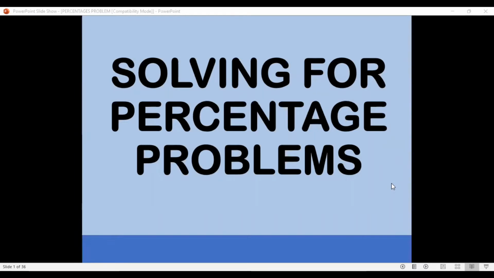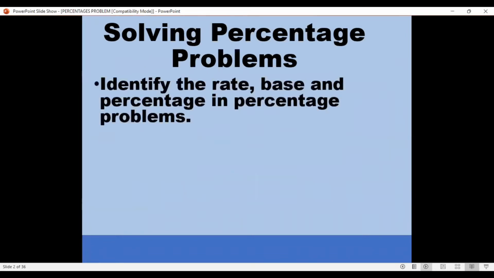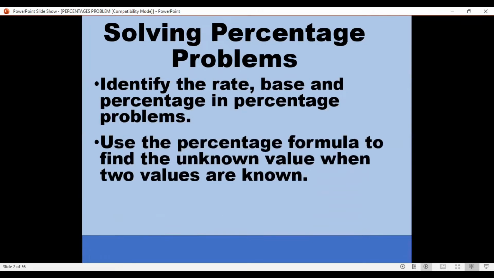Let's discuss some problems regarding percentage. So here are the different methods that we need to identify or to know when we are trying to solve problems regarding percentages. So first, you have to identify the rate, base, and the percentage in a percentage problem. There are always three things that are involved: the rate, the base, and the percentage.